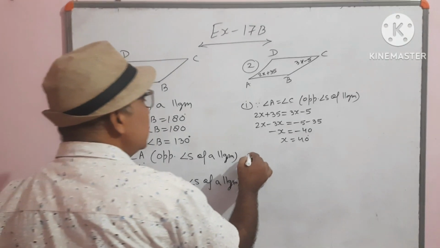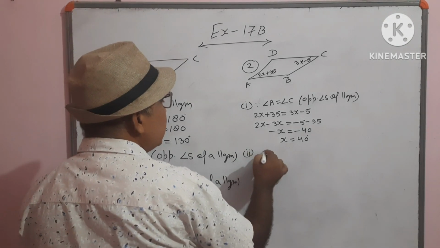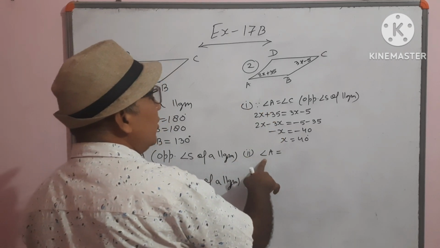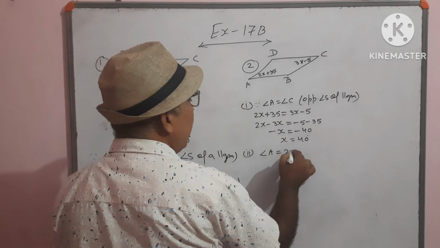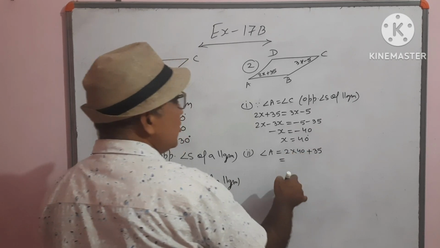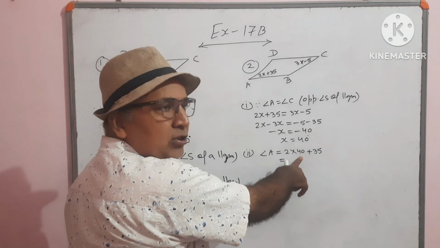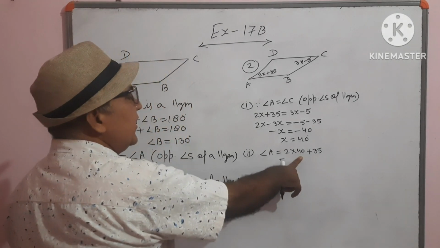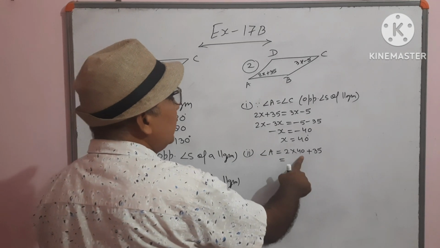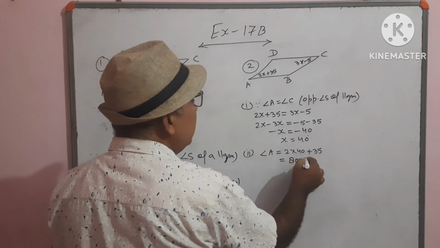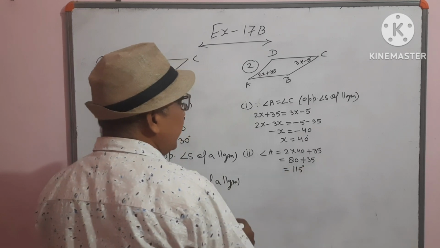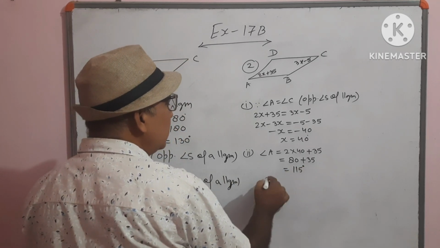Now we can find the second part. In the second part, we have to find all the angles. So first we are going to find angle A. Angle A is 2x plus 35. So in place of x, we will put the value x is equal to 40. In place of x, we will put 40 degrees. So 2 into 40, 80 plus 35, that is 115 degrees. Angle A we have got.